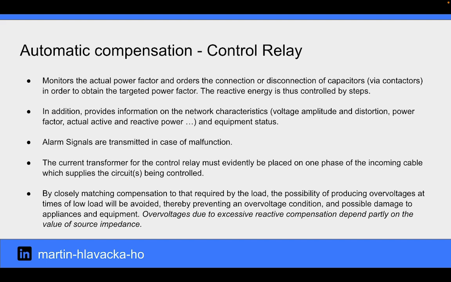The current transformer for the control relay must be placed on one phase of the incoming cable that supplies the circuits being controlled.